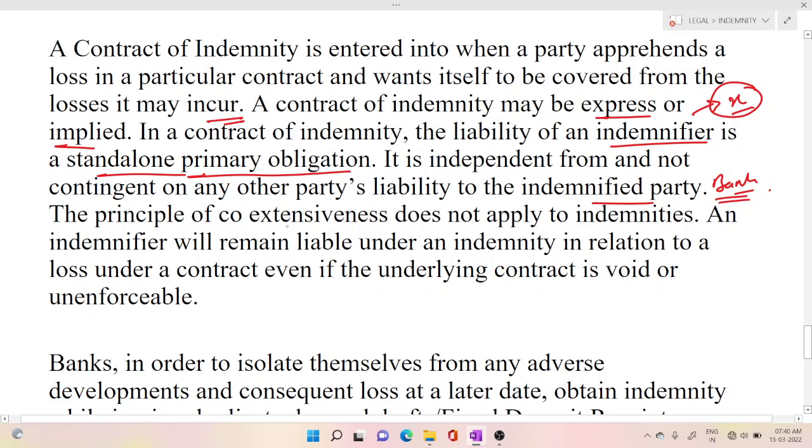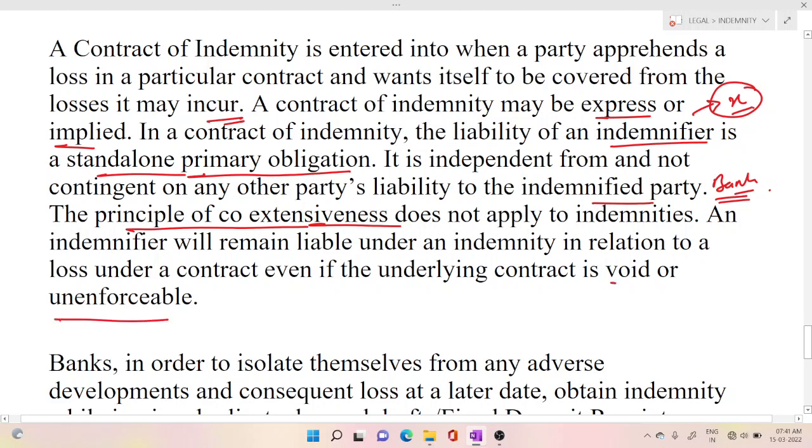The principle of coextensiveness doesn't apply to the indemnities. The principle of coextensiveness, this we're gonna read in the chapter of guarantee. Okay, important from the exam point of view. We will discuss this in the next lecture. An indemnifier will remain liable under an indemnity in relation to a loss under a contract, even if the underlying contract is void or unenforceable.